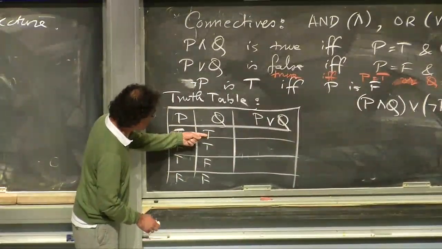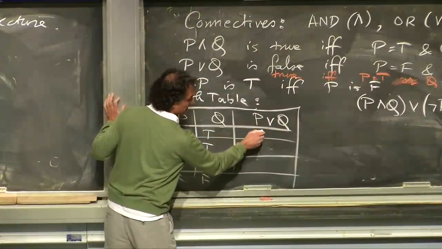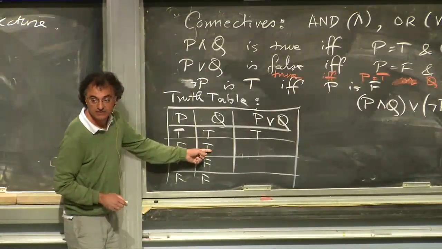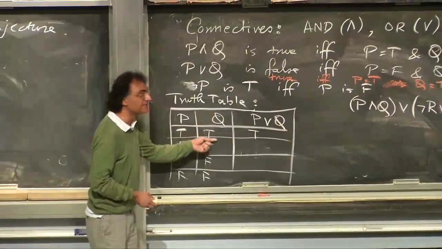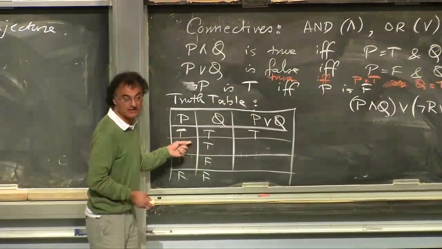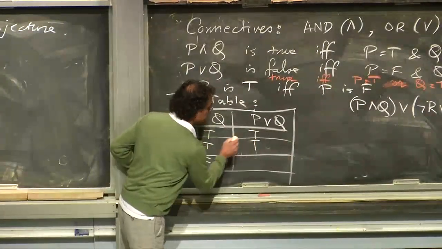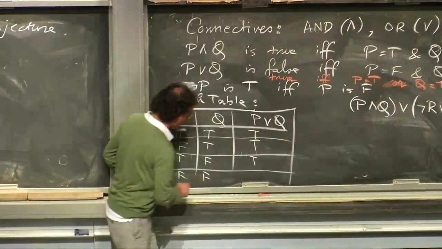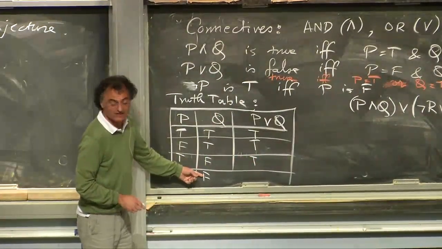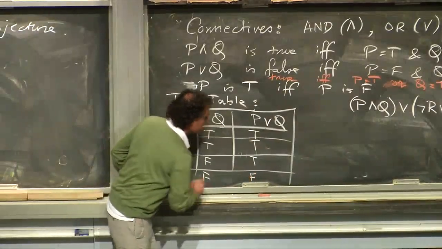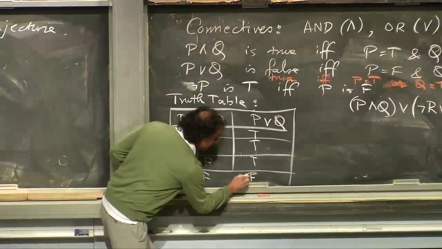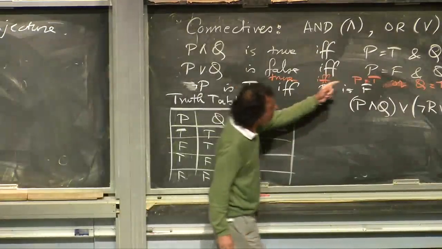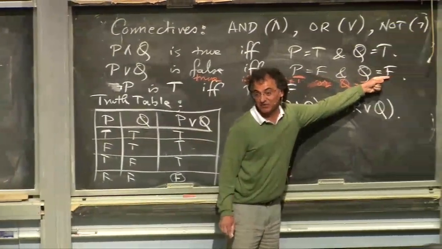P or Q in this case is true. How about here? True, because all you want is at least one true, right? Either this one or this one. So that's true. How about this? It's true. How about this? It's false. So now, when is it false? Well, the only time it's false is when both of them are false, and that's what I wrote down before.